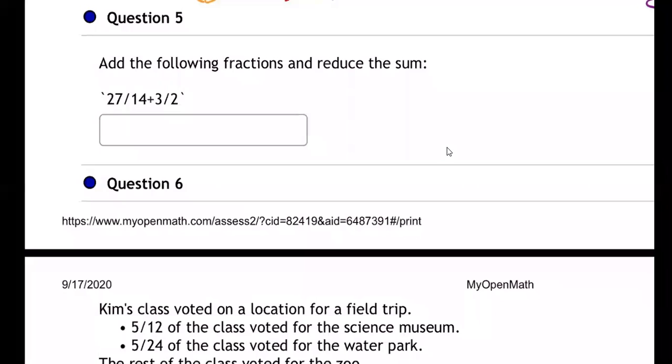Okay, let's do it. So 27/14 add 3/2. So, what am I going to do to add those two fractions? Let me just do it the old way. I could just share the denominators like that. But did you know there's actually a quicker way, an easier way that has smaller numbers?